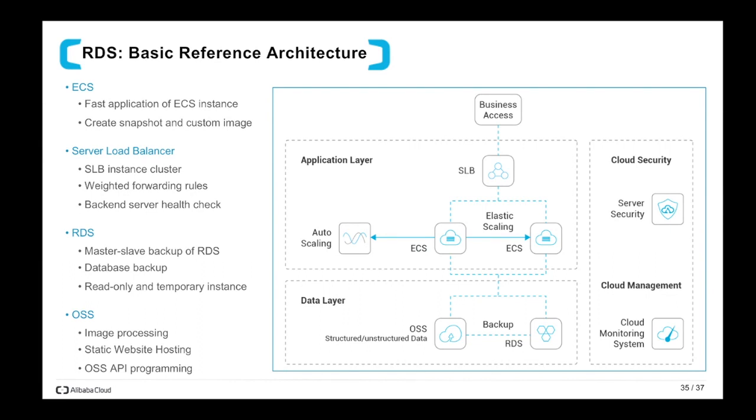For the application layer, you can use the ECS cluster to ensure application performance and high availability. And you can use the server load balancer product to divide the workload across different ECS instances. These are the four important products provided by Alibaba Cloud: ECS, server load balancer, RDS, and OSS. You can use these four products to build your application. So try it if you have time.